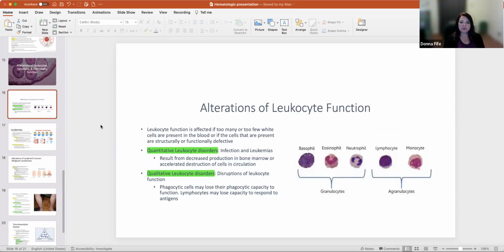Quantitative leukocyte disorders, infection, and leukemias. These result from decreased production in bone marrow or accelerated destruction of cells in circulation. Qualitative leukocyte disorders are disruptions of leukocyte function. Phagocytic cells may lose their phagocytic capacity to function. Lymphocytes may lose capacity to respond to antigens.